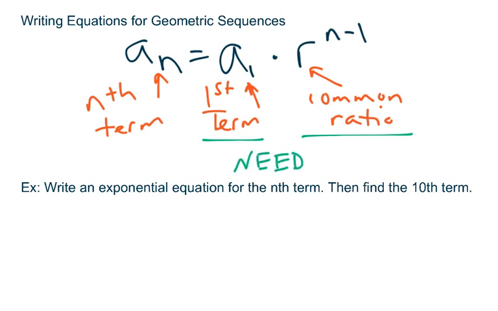So I'll put that in green. Need to have, or need to know. Okay, we need to know the two that I underlined in green: the first term and the common ratio. If we have those two, then we can write equations for geometric sequences.